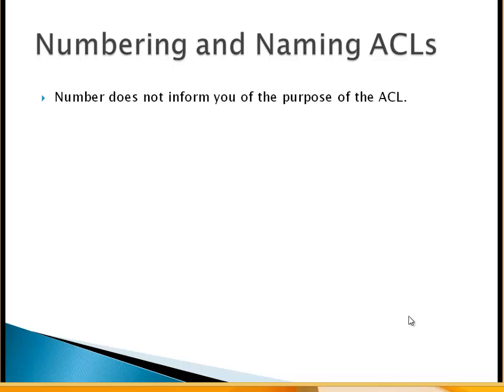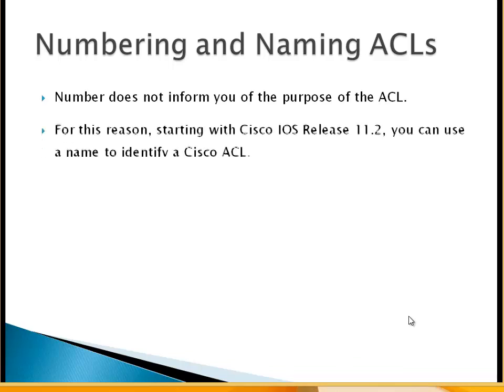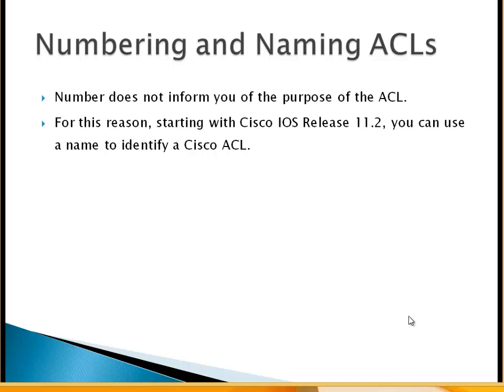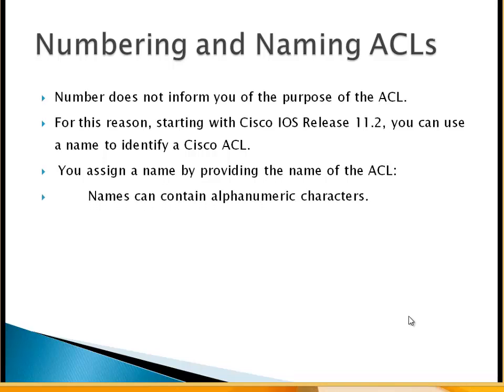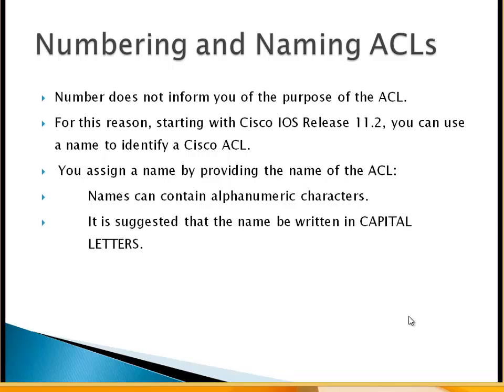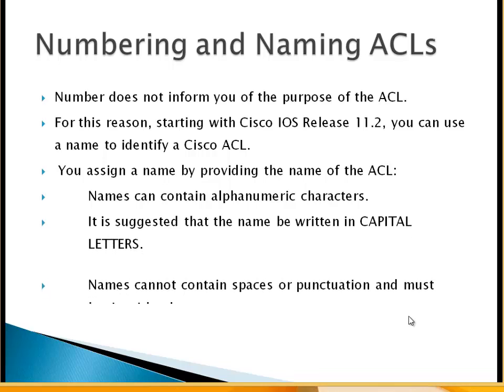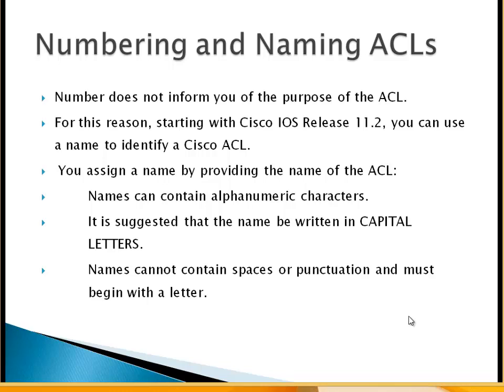Now, numbers do not inform you of the purpose of the access control list. For this reason, starting with Cisco IOS release 11.2, you can now use names to identify Cisco ACLs. You assign a name by providing the name of the ACL. A name can contain alphanumeric characters. It is suggested that a name be written in capital letters. Names cannot contain spaces or punctuation and must begin with a letter. You can add or delete entries within the ACLs.